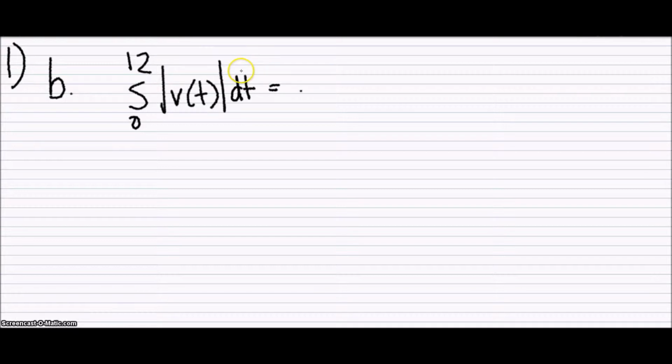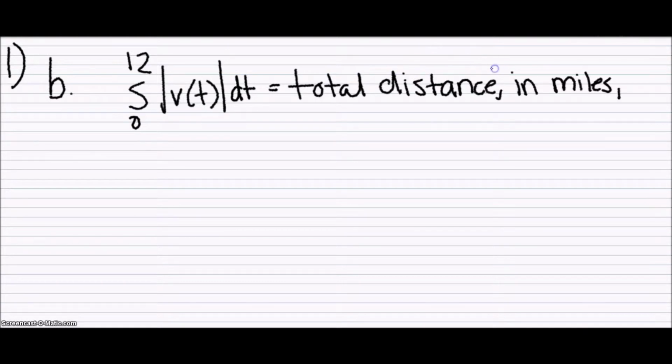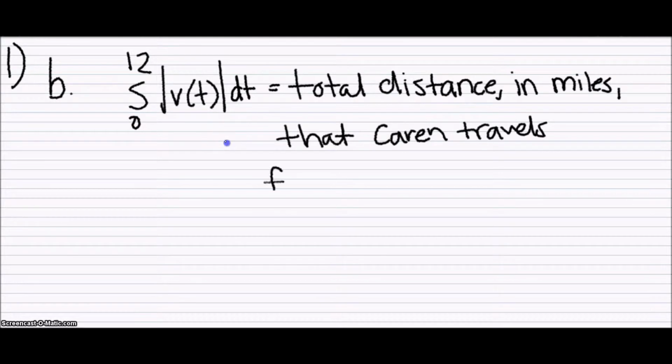Part B asks us, using the correct units, explain the meaning of the integral from 0 to 12 of the absolute value of the function v of t in terms of Karen's trip, and then find the value of that integral. The first thing we notice is that the integral of the absolute value of the velocity gives us the total distance traveled in miles by Karen.